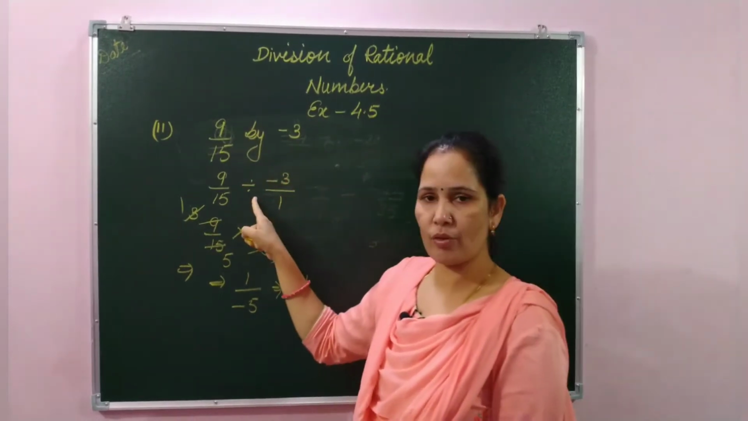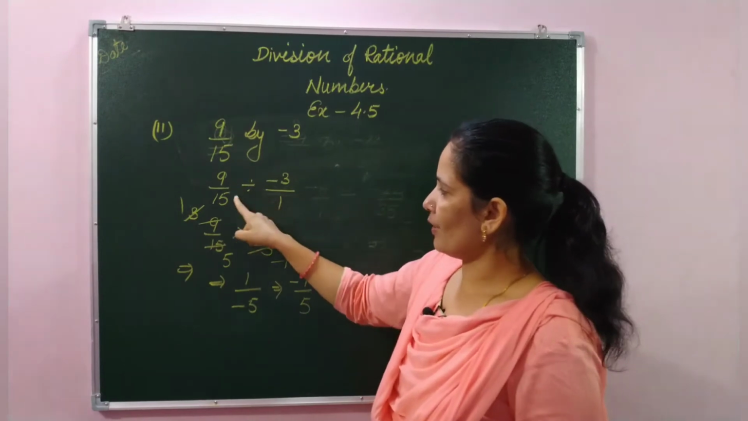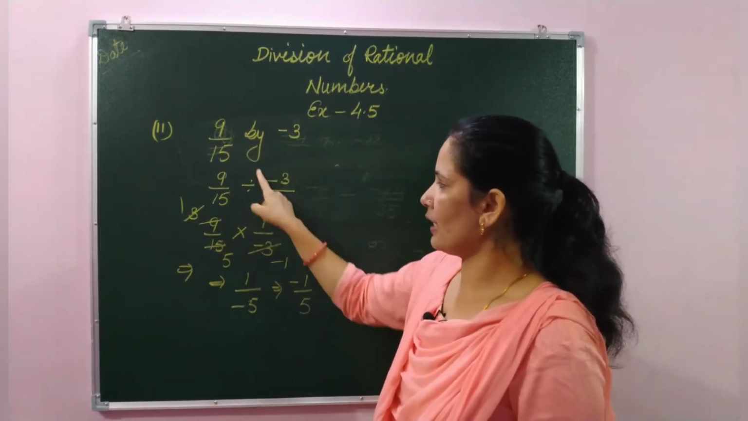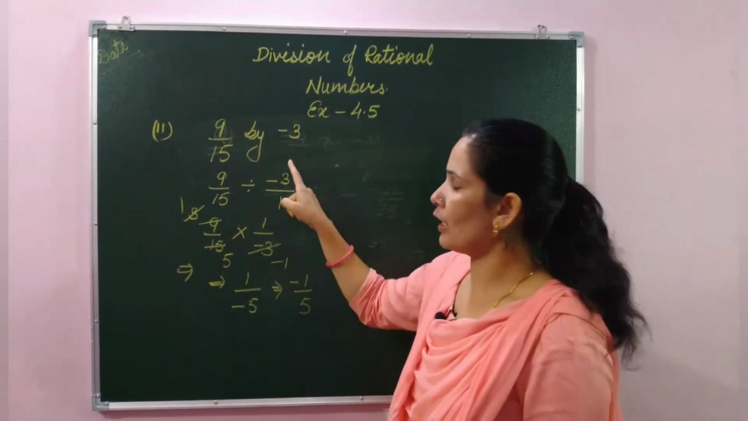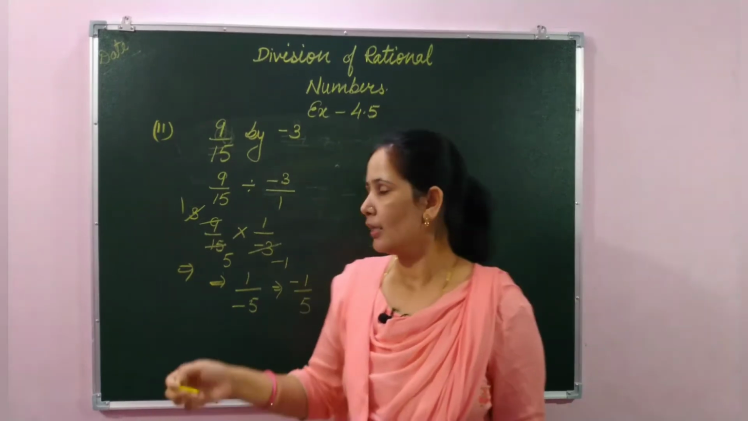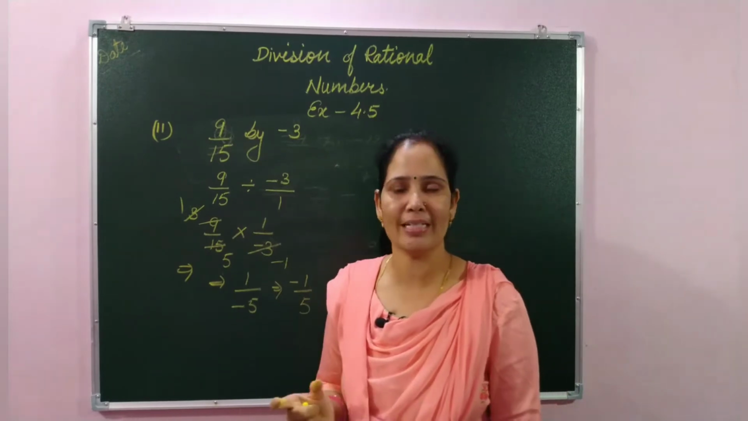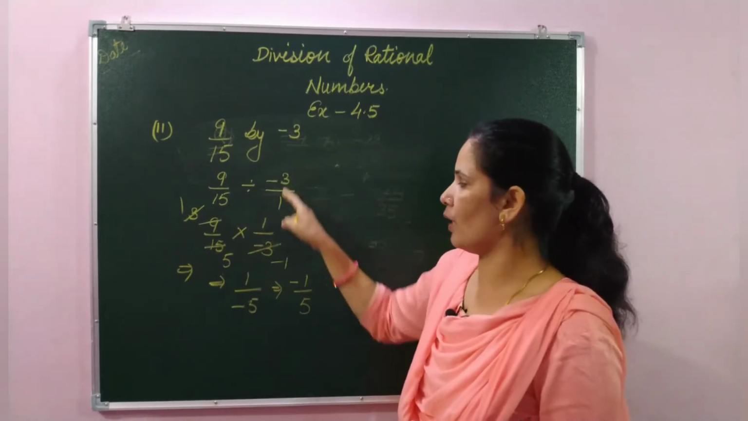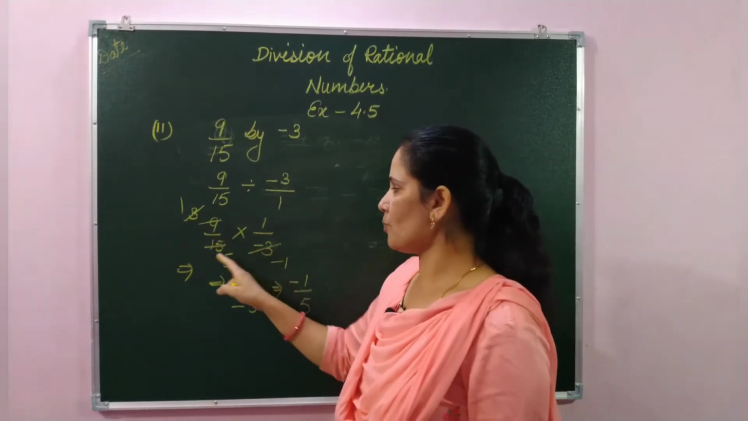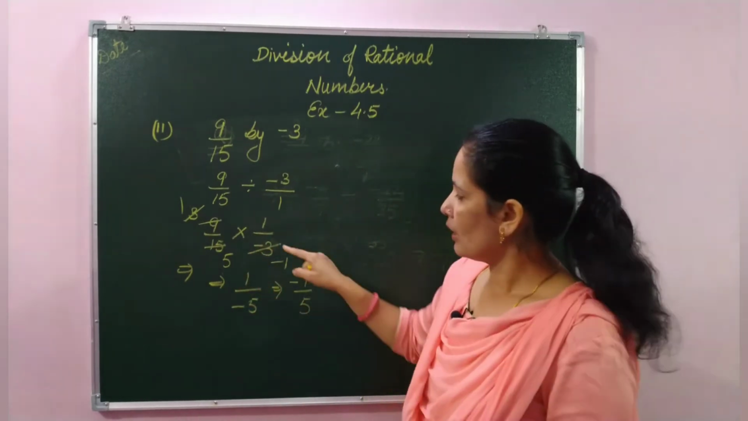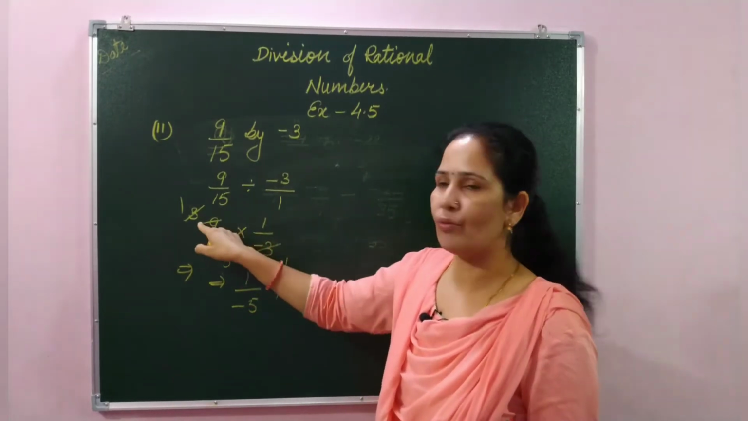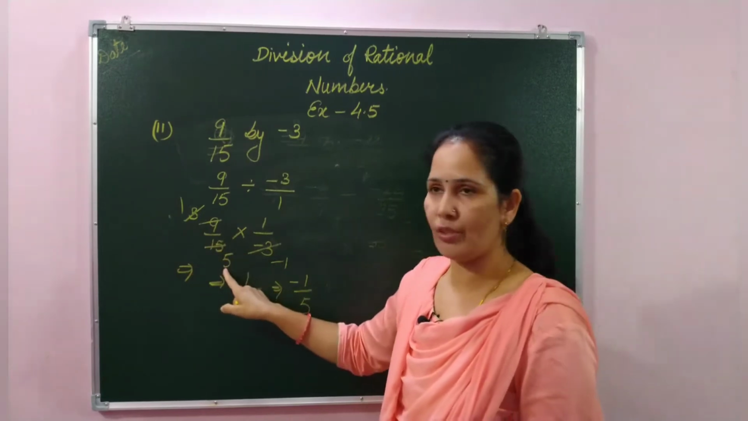So here is minus 3, and 9 by 3 divided by minus 3. Divide, convert into multiply, and when we convert the divide sign into multiply, then we take the reciprocal of the rational number given just after the divide sign, that is minus 3 by 1, it becomes 1 by minus 3. Then whatever is possible to cancel, we cancel it. 3 1s and 3 3s. Same here, 3 1s and 3 5s.